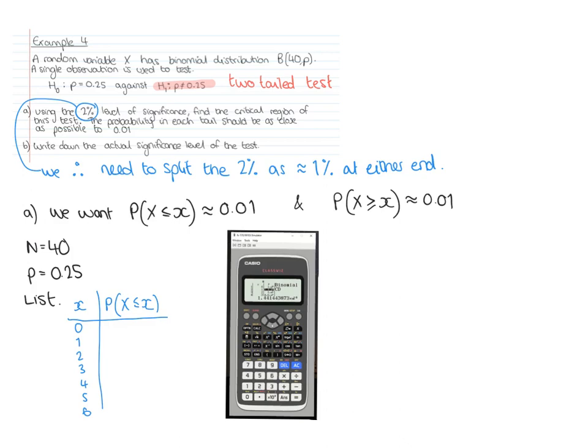And some very small numbers. Okay, and so these are our probabilities. So the probability of there being less than or equal to 6 is 0.09, that's almost 10%. So we're looking for the nearest answer to 1%. So these are going to be our two that we're most interested in.